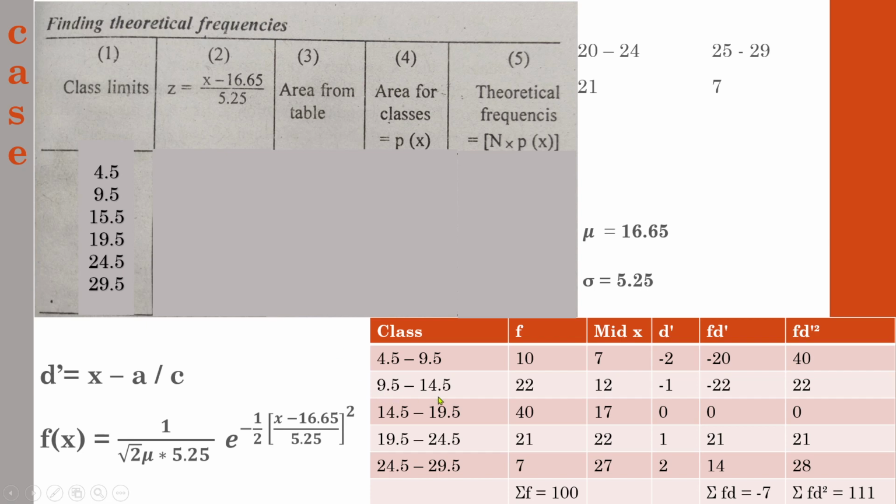Next one, 9.5 and 14.5. Which one is smaller? 9.5. So 9.5. Next one, 14.5 and 19.5. It is actually 14.5. Next one, 19.5. After that, 24.5. And finally, 29.5. So this is how you write it down, and it will be much better than this one.